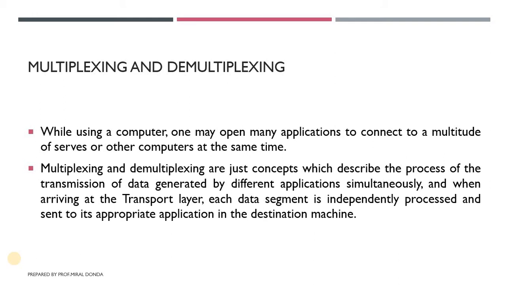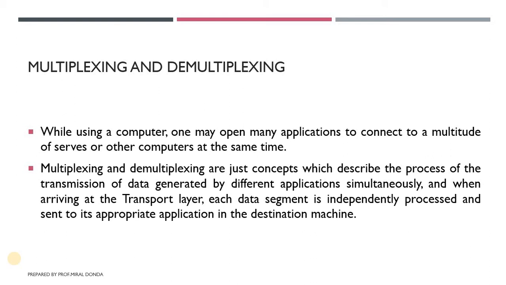At the sender side, multiplexing is used, and at the receiver side, the demultiplexing process is used. At the sender side, multiplexing is responsible for sending the data packets from the transport layer, and at the receiver side, the demultiplexer is used at the transport layer to process each segment independently and send the data packets to the appropriate application in the destination machine. So that is why multiplexing and demultiplexing is used.